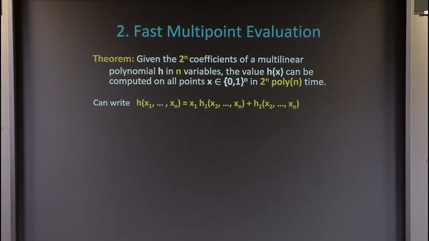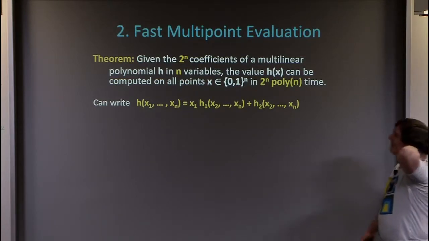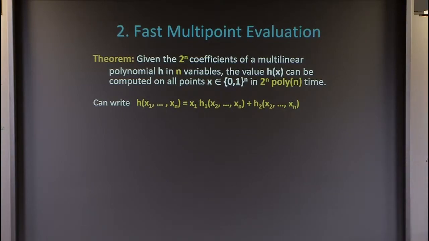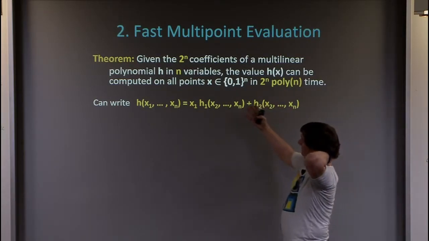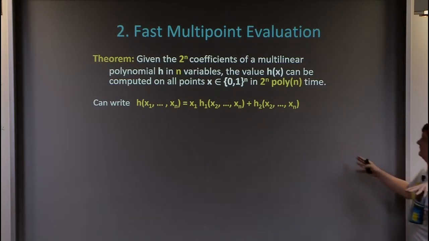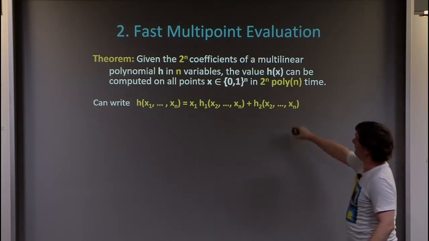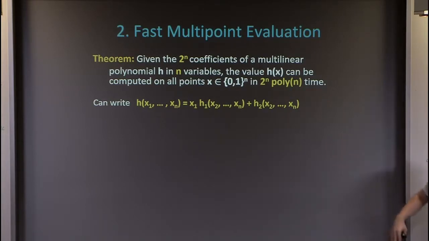All right. So that's the polynomials. Now I want to talk about the algorithmic part of the algorithm. This is fast multi-point evaluation. I have some multilinear polynomial in n variables, and I give you its coefficient vector. Then its value can be computed at all points in the Boolean hypercube in 2 to the n times poly n time. This can be seen as a really simple divide and conquer.